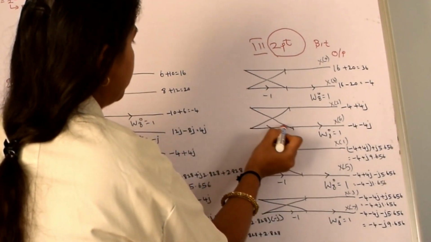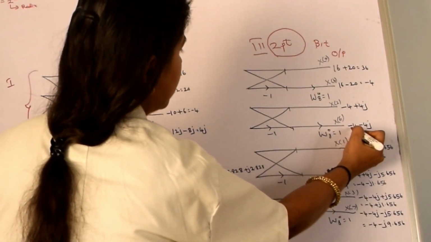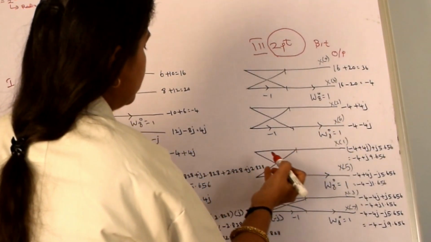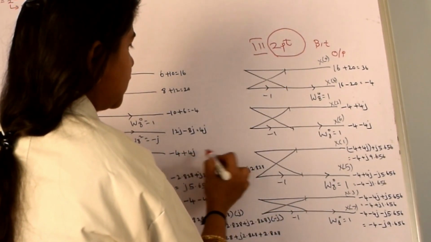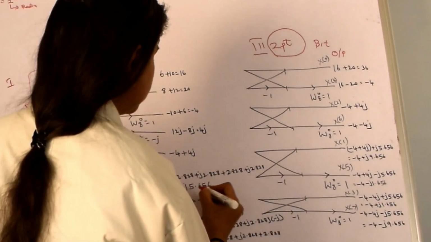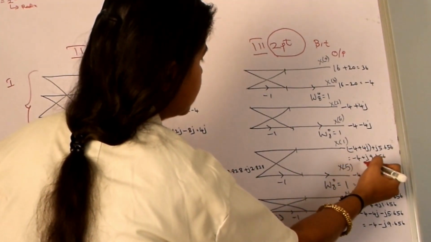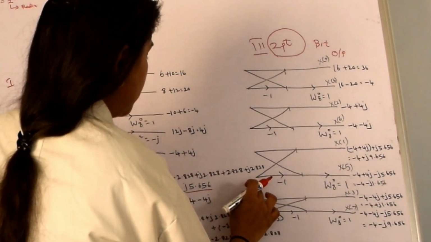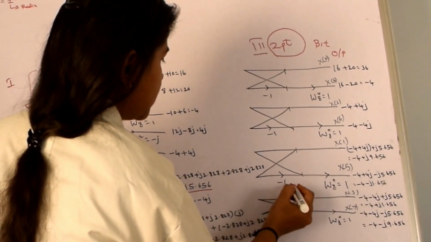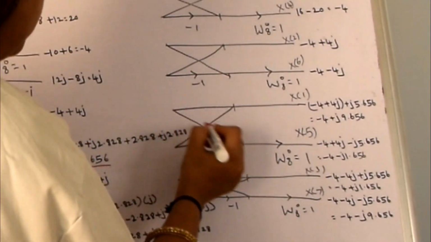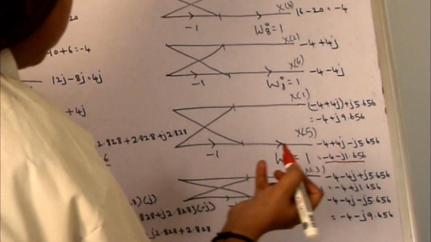The second one, -4 into 1, 4j into -1, you will have -4 -4j. For the third 2-point DFT, you will have -4 plus 4j plus, so your answer is j 5.656. I have written it here and simplified it. For the second one, you will have first input j 5.656 into -1 into 1, and the second input -4 plus 4j. I have simplified it, and your answer is this one.